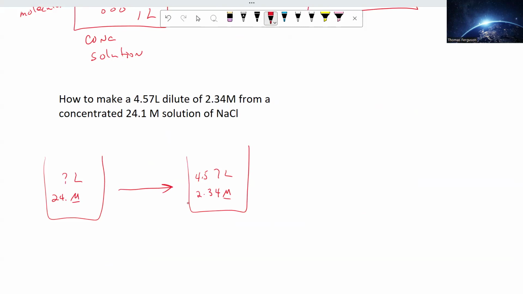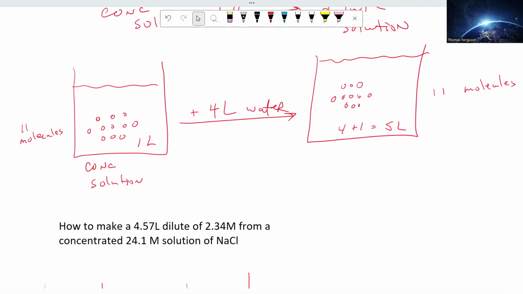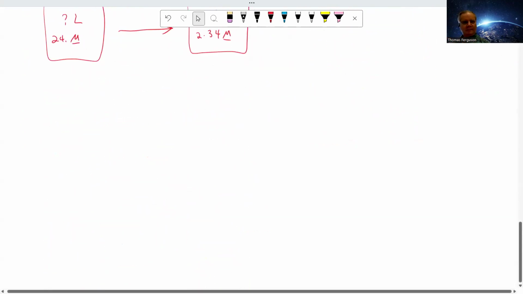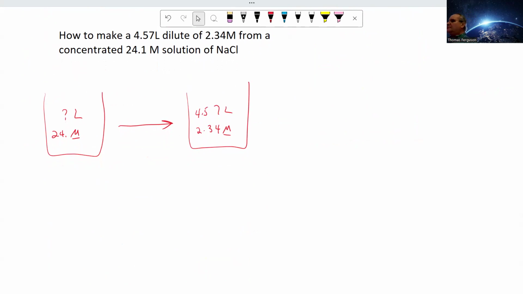Okay. So step number 1 is to figure out how many liters of the concentrated stuff we need to get over to here. If we know the moles from which we start, we can figure the moles that we're going to end with, okay? So how many moles do we need in the dilute? Well, concentration times volume gives us moles. So we have 2.34 moles per liter times 4.57 liters.